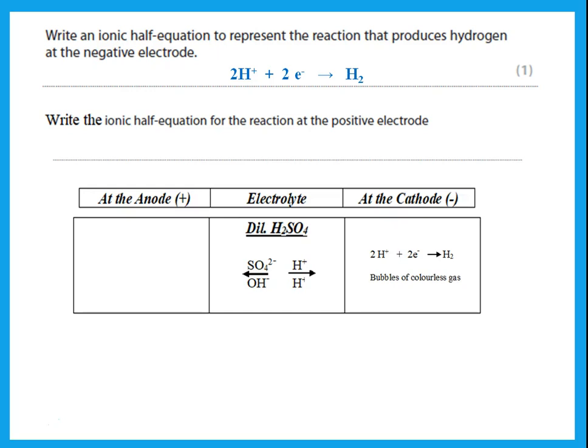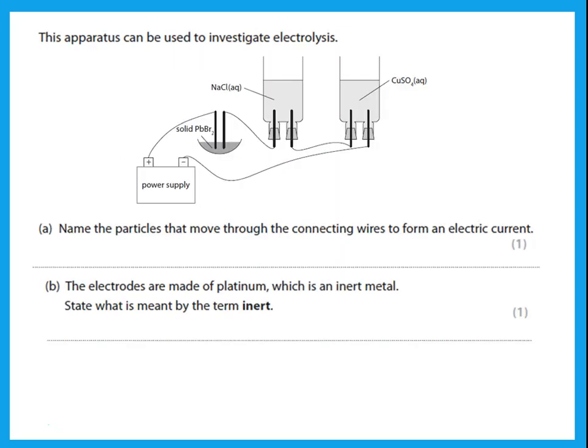Now write the ionic half equation at the positive. Which one is going to go to the positive? Now I have a choice between sulfate and hydroxide. Both of them will go to the positive, but which one reacts? The sulfate never reacts. It is the hydroxide that reacts. So this is my ionic half equation. Do we understand this? Okay, let's try another possible question that you could have.